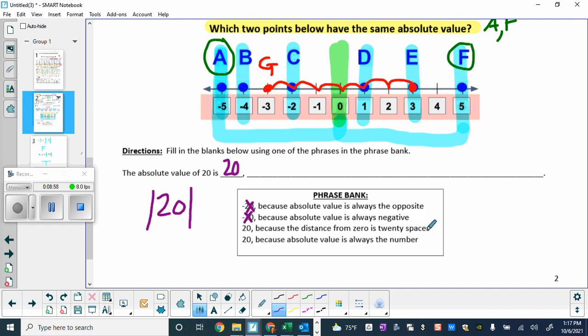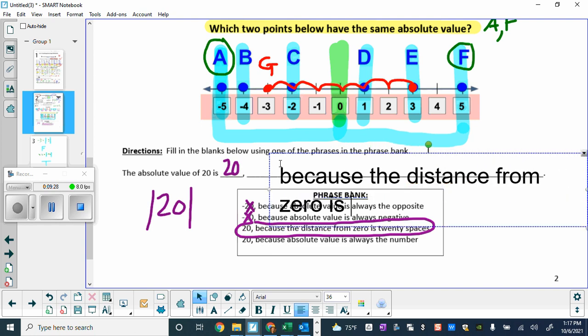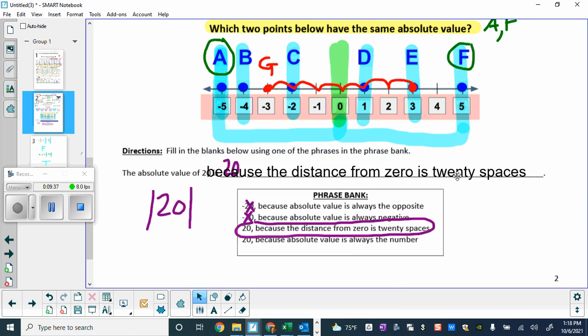And now let's look at the explanation to see which of these two we think is the explanation to go here. Do we think that the absolute value is 20 because the distance from 0 is 20 spaces? Or do we think it's 20 because absolute value is always whatever number you see? We're going to go with this third option. All right. So 20, and then we're going to say now here, because the distance from 0 is 20 spaces. So go ahead and fill that in. I just typed it in, but you guys can fill it in the blank right here.